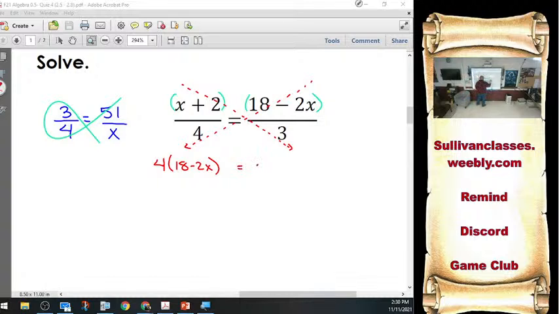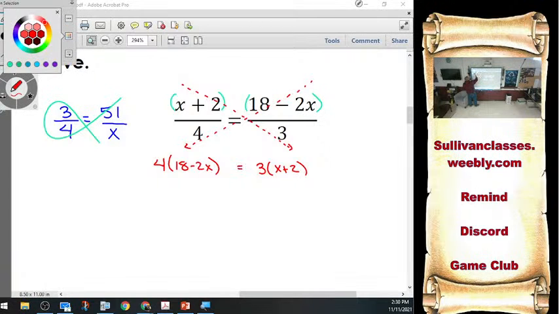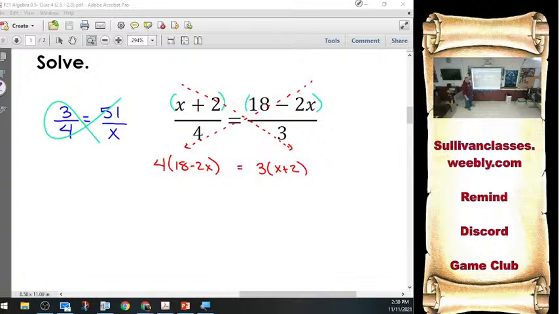So 3 times that stuff. Freshmen go, words? What is 4 by 18? 4 by 18 was that. 4 by negative 2x, 8x. 3 by x. 3 by 2.